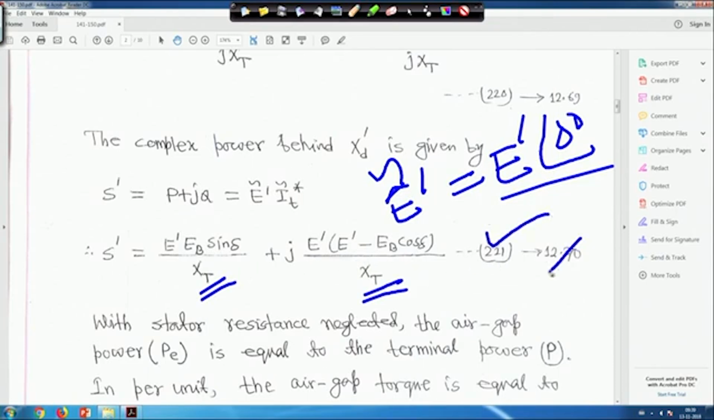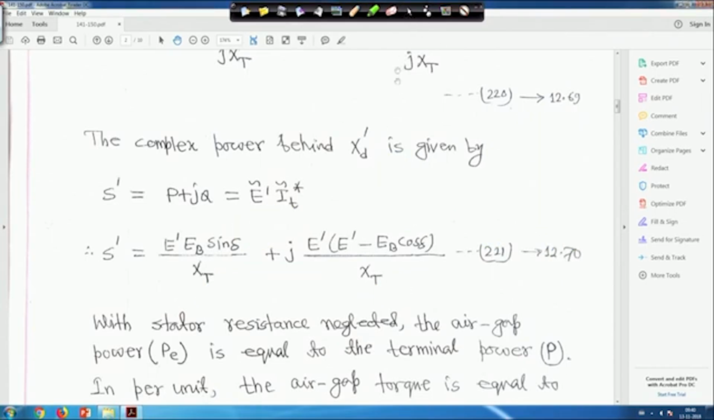This is equation 221, right. So, that means my P is equal to E dash EB sin delta upon Xt and Q will be equal to E dash into (E dash minus EB cos delta) upon Xt, but our interest is now only with that real power. The way you have studied for power transfer, V1 V2 upon X sin delta. So, it is the same thing, right.